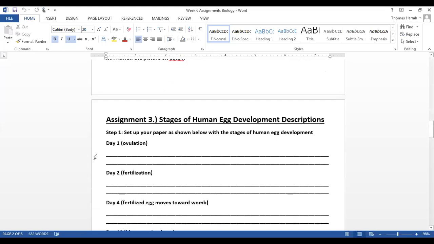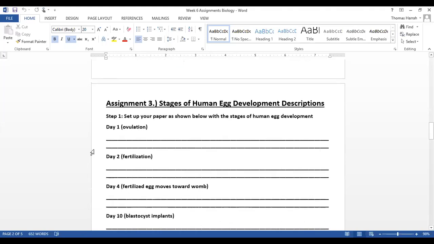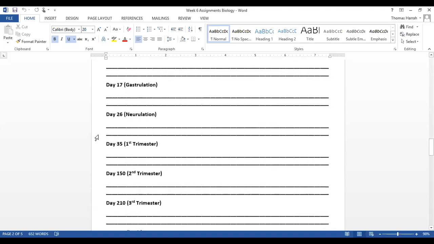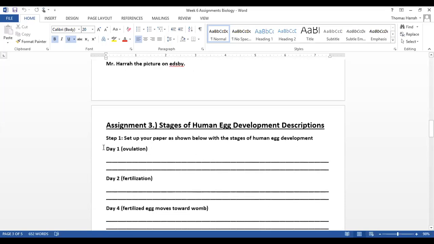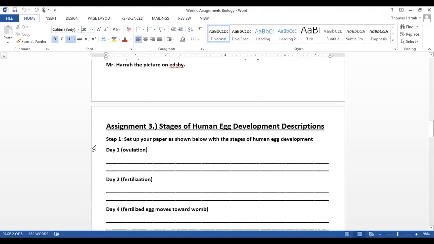Now let's talk about assignment 3. Assignment 3 is the stages of human egg development descriptions. So we're going to be describing how a human egg develops all the way from ovulation, when a woman drops an egg and it's ready to be fertilized, all the way up until birth. We're going to be describing all of those steps. So step one, set up your paper as shown below with the stages of human egg development.